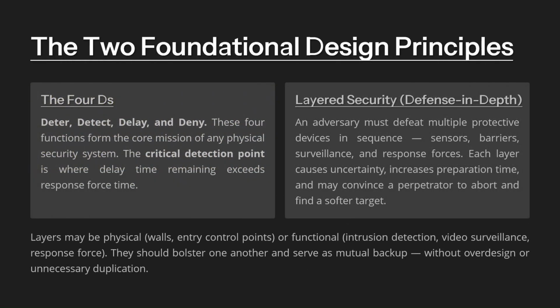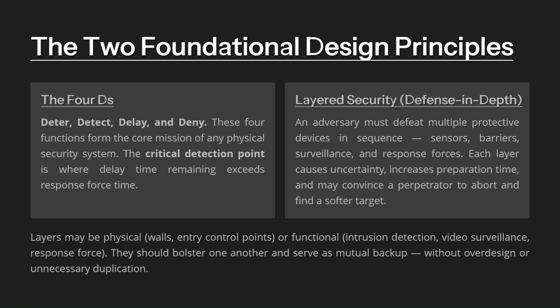There are two key principles that form the backbone of physical security design: the 4 Ds and defense in depth. The 4 Ds, deter, detect, delay, and deny, represent the objectives of any security system. Deter discourages potential attackers. Detect identifies threats early. Delay slows down adversaries. Deny ultimately prevents access or success.